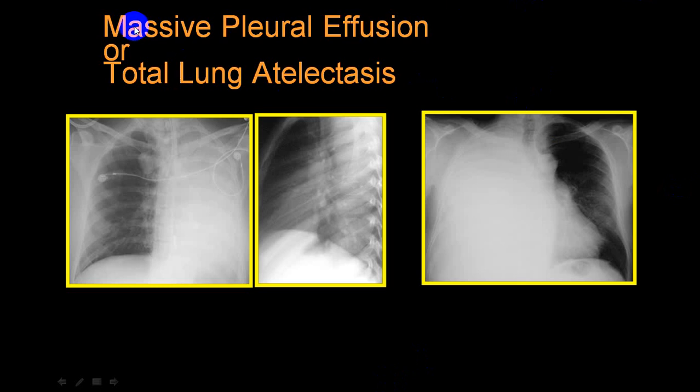Now if you look here properly, see this trachea. Trachea is towards this side. Mediastinum is pushed to this side. So what is the possibility? And here, if you see the haziness is here, there is no shift of mediastinum. So if this is a haziness and there is no shift of mediastinum, two possibilities.